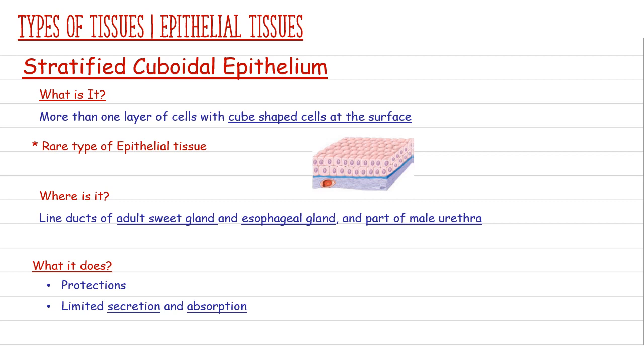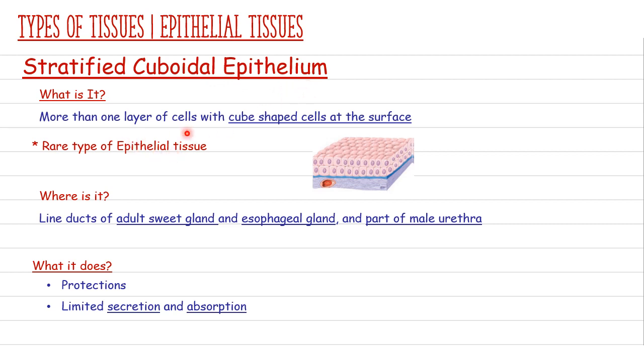The next class is the stratified cuboidal epithelial tissue. Like I said, we're going to be very much straight to the point. So what is it? It is more than one layer, from the name here, stratified. It is more than one layer, but the cells that make up this tissue have a cube shape. So that's why we call them cuboidal epithelium.